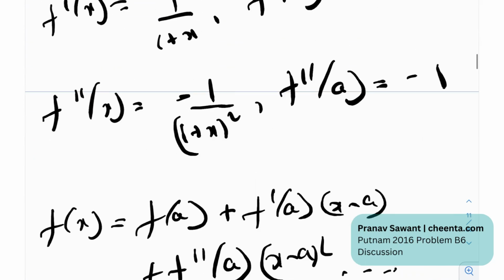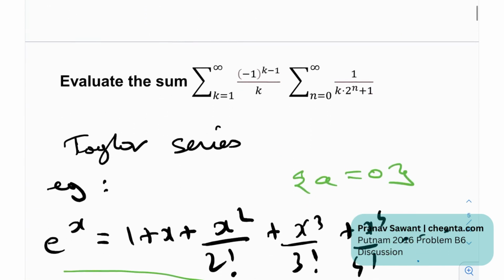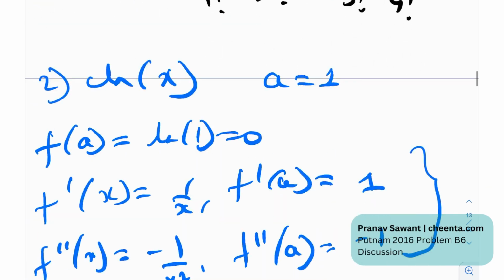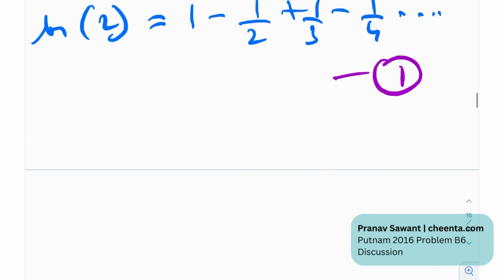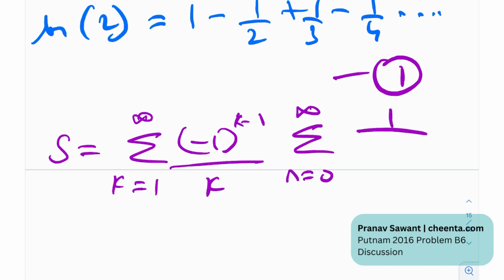So what is the question? We need to evaluate the sum. Let me write this down over here. S is equal to sigma from k equals 1 to infinity of (-1)^(k-1) divided by k, times another summation from n equals 0 to infinity of 1 divided by (k times 2^n plus 1).